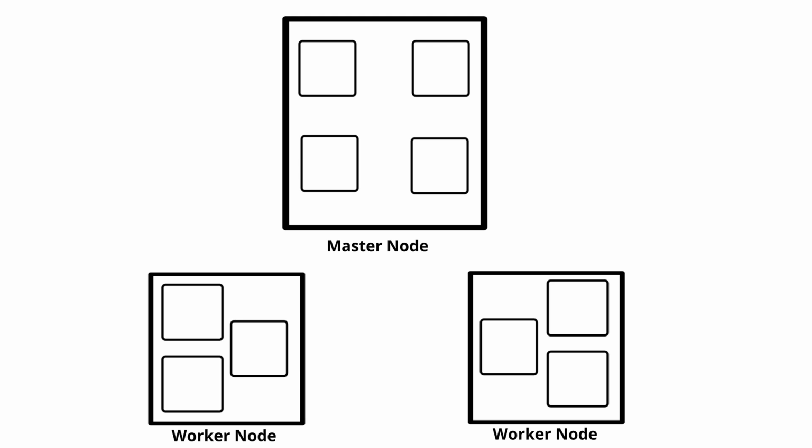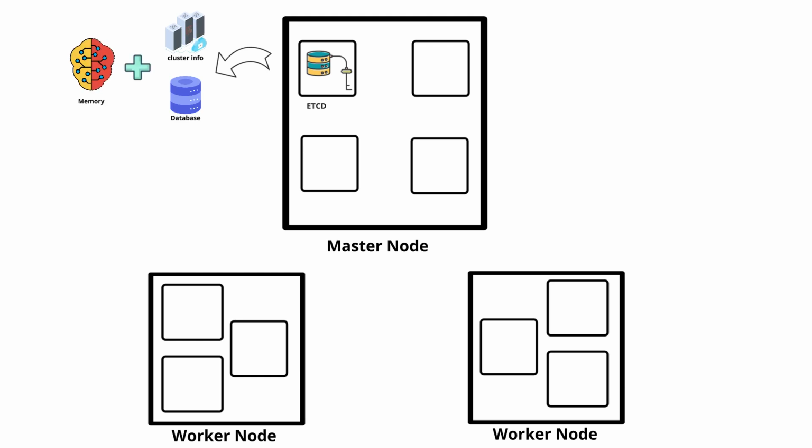The first component in master node is etcd. Etcd is a key value store used by Kubernetes to store cluster information. It's like a database, and you can think of etcd as Kubernetes memory. It doesn't make decisions, but it remembers everything, like which pods exist, what configurations are set, and the current state of the system. This is about etcd.